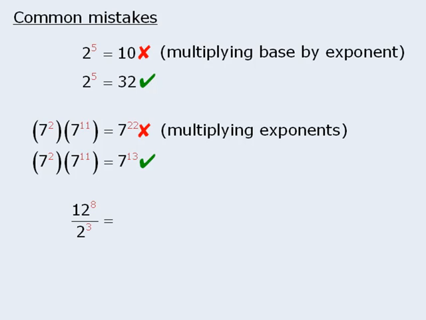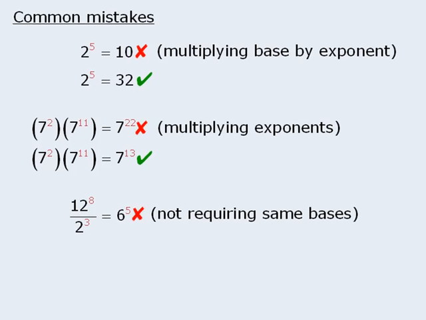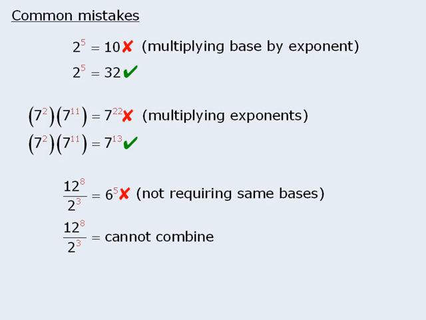Now, what do you think is a common mistake when simplifying fractions like this one? Well, the common mistake here is to apply the quotient law even though the two bases here are not the same. To apply the quotient law, the numerator and denominator must have the same base. Since this is not the case in this example, we cannot combine the numerator and denominator here.